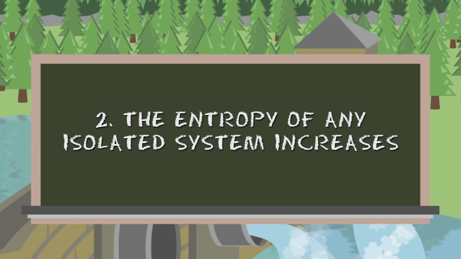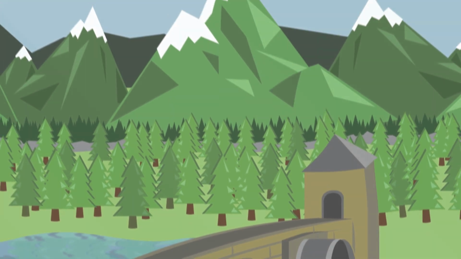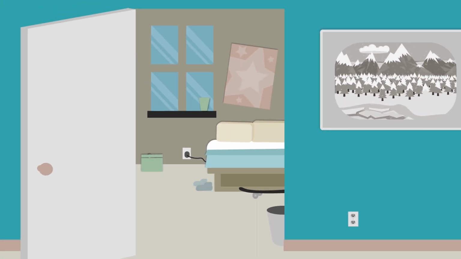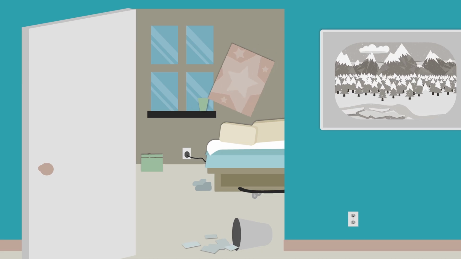The second law of thermodynamics states that the entropy of any isolated system increases. The system of your room will increase in entropy, or disorder, until you are forced to clean it. Thus, energy must be exerted in order to decrease the entropy.